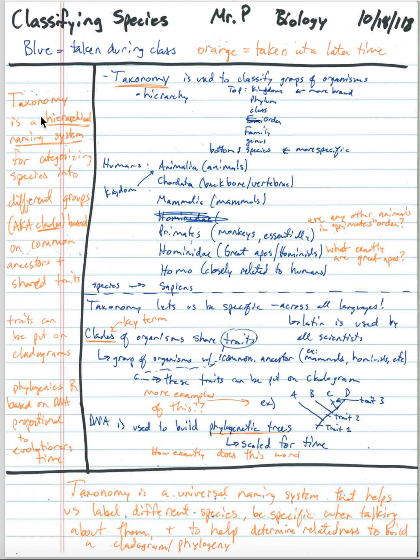Right? Taxonomy is a hierarchical naming system for categorizing species into different groups based on the common ancestors and shared traits. These shared traits can be placed onto cladograms, and these cladograms and phylogenies are based on DNA and are proportional to evolutionary time. Then at the bottom, I've got my summary that I might share with my parents or friends or someone that I'm trying to describe this topic to in a few sentences. And so when I go to study these notes later, I'll start here. I'll start here to refresh myself on what this was all about.